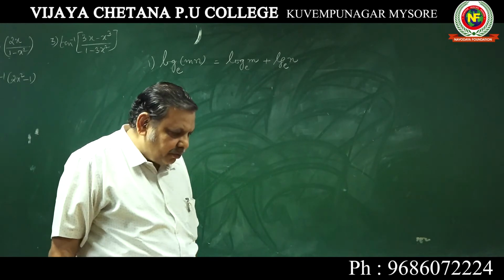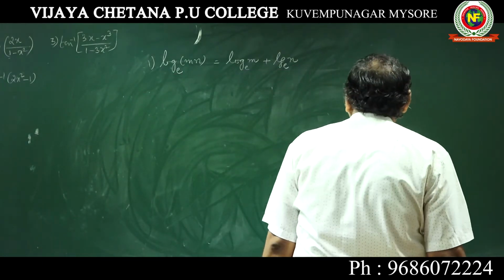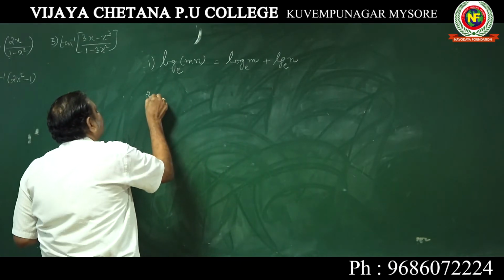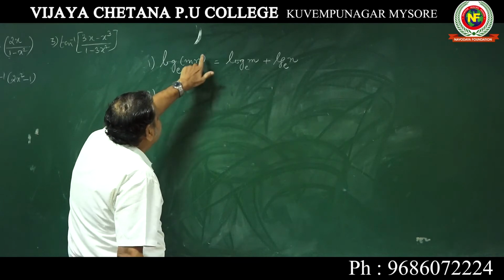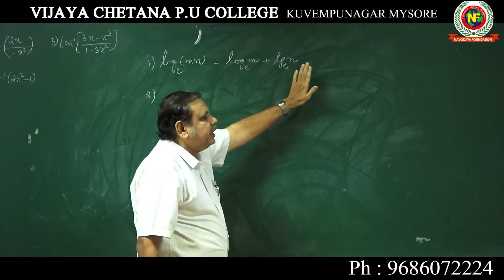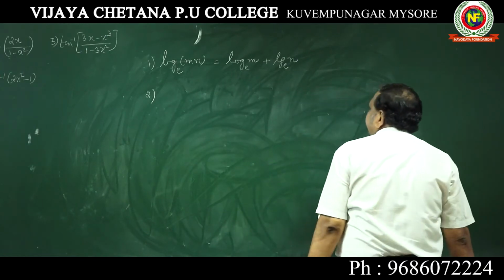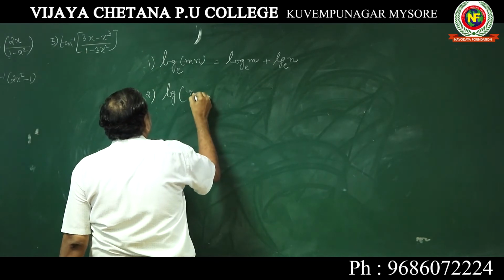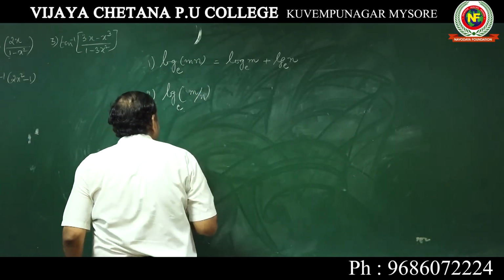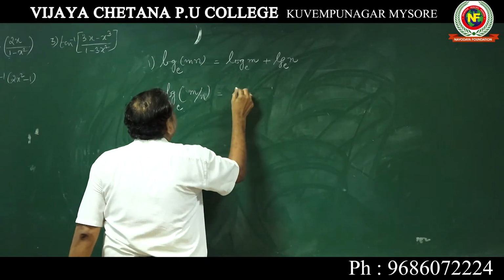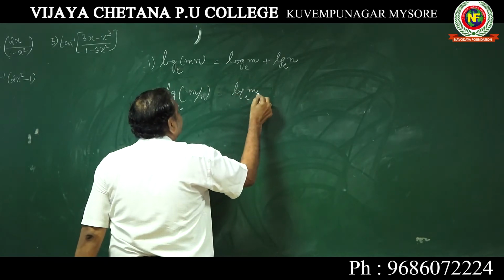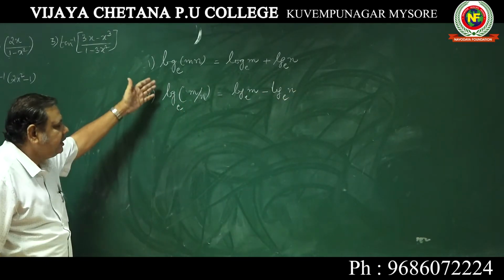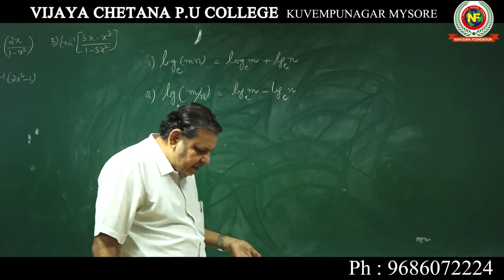Log mn is equal to log m to the base e plus log n to the base e. Next one, if it is p, you may ask me, p, 3 are there. Then log m to the base e plus log n to the base e plus log p to the base e will be there. Now another important formula you can take: log m by n to the base e, that is m divided by n, is written as log m to the base e minus log n to the base e. These are the things we use in differentiation problems.